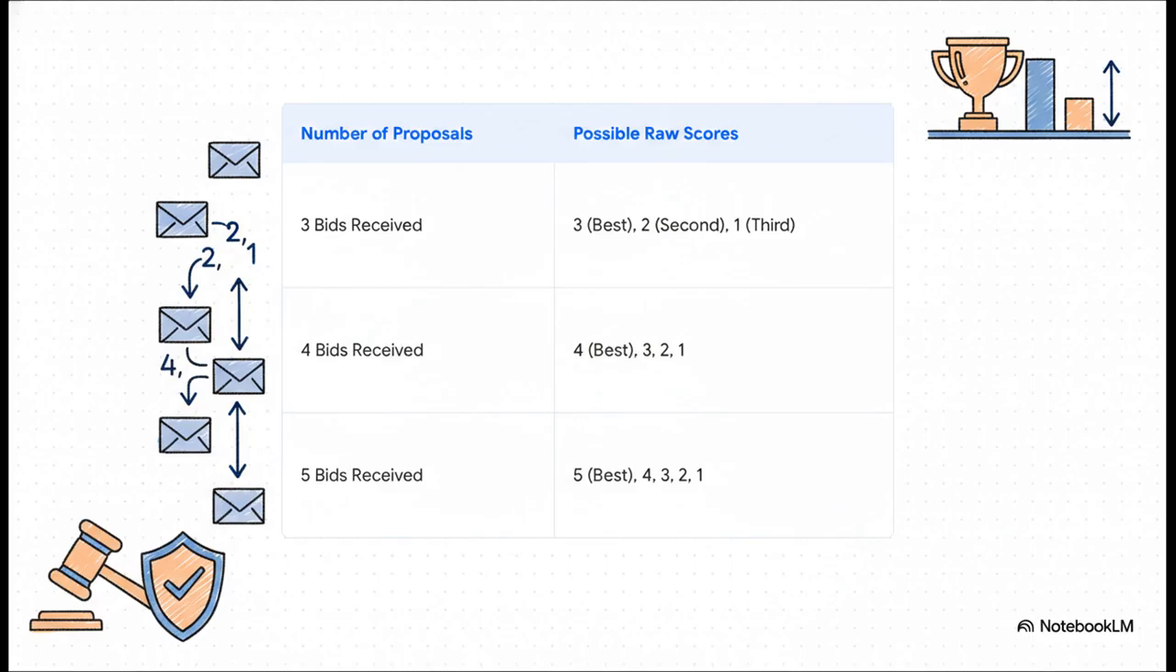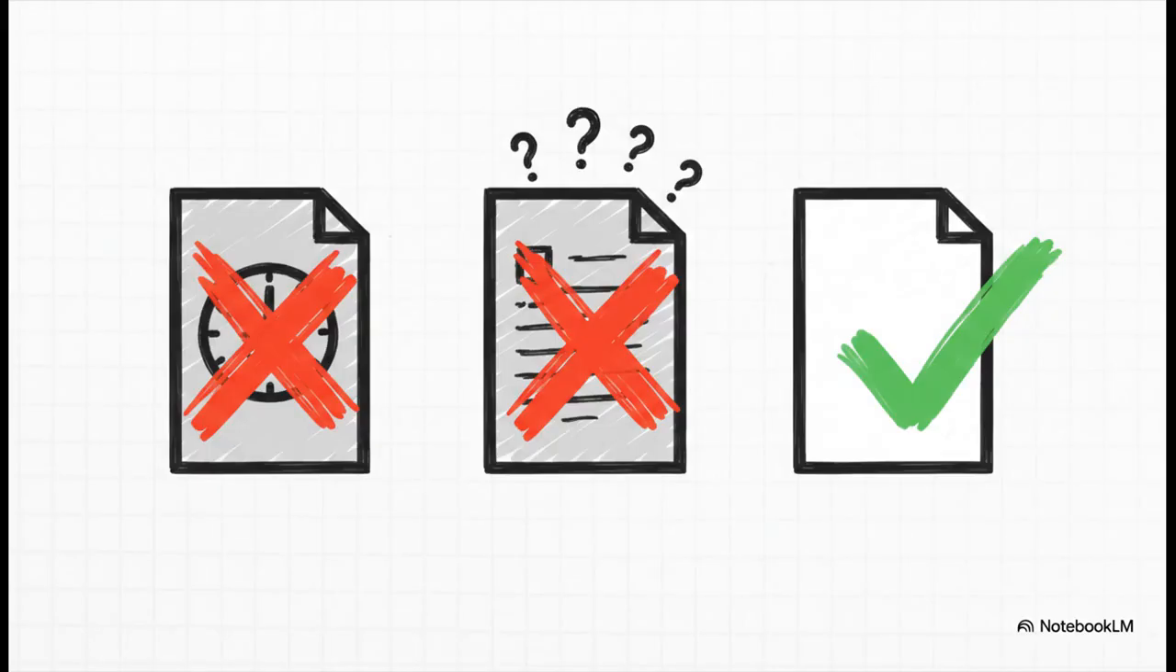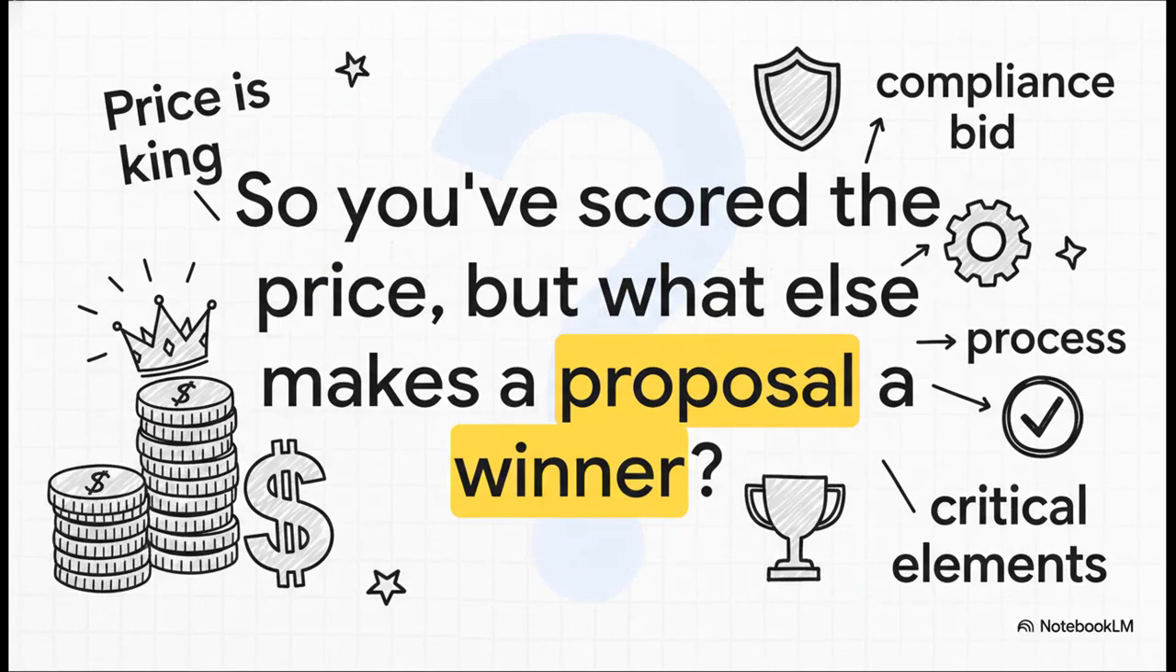If you got 3 bids, the best one gets a 3, the next best gets a 2, and the third gets a 1. If you got 5 bids, you just rank them from 5 all the way down to 1. Easy, right? But hang on, before you even start ranking, there's a really important first step. You've got to disqualify any bids that were late or didn't actually respond to what you asked for in your RFP. Just set them aside and make sure to jot down a note on the worksheet explaining why they were disqualified.